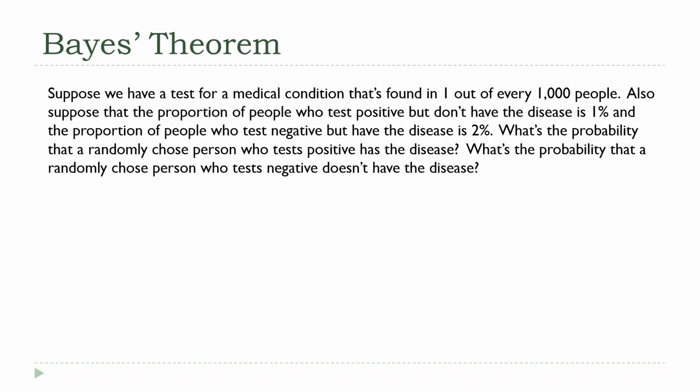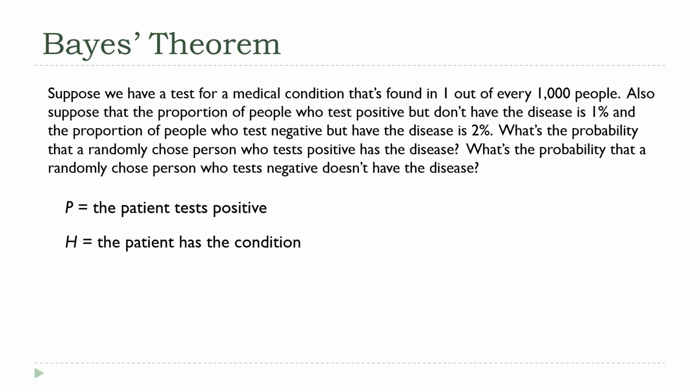Before we jump into numbers, when I'm looking at an even marginally complicated probability question, or one that has more than one event, I think it's helpful to explicitly state what the events are. So I'm going to let P be the event where the patient tests positive, and H be the event where the patient has the condition. I'm also going to want to talk about when the patient tests negative. That's the complement of P, so I'll write P with a bar over it. And the situation where the patient doesn't have the condition will be H bar.